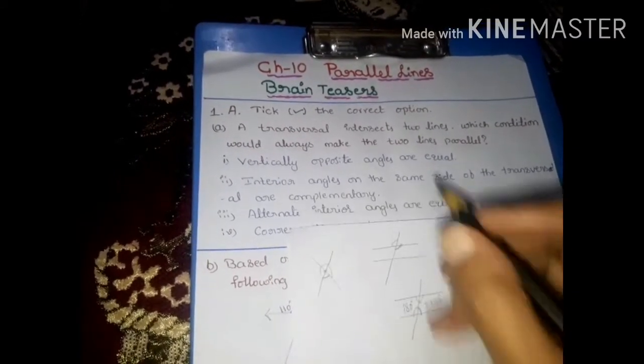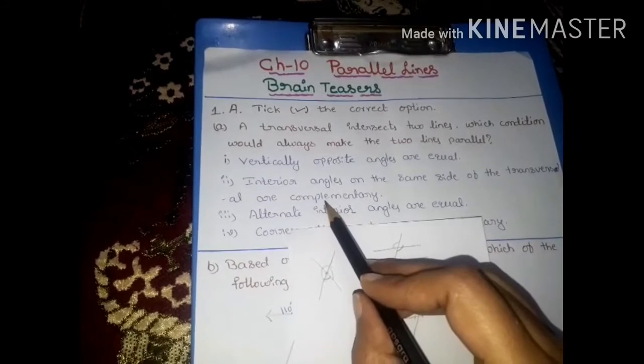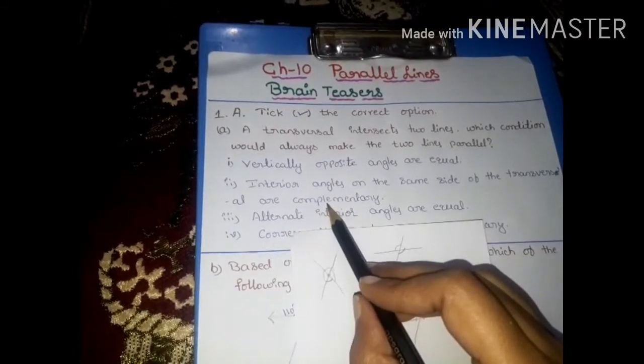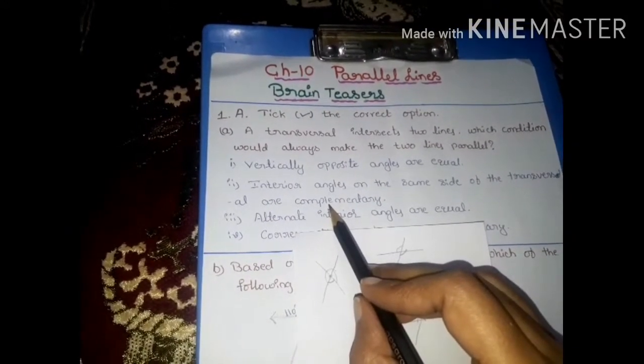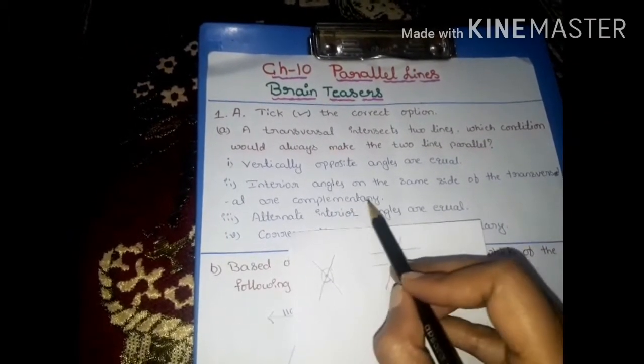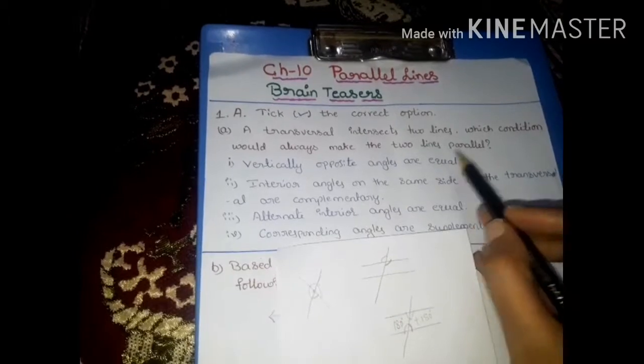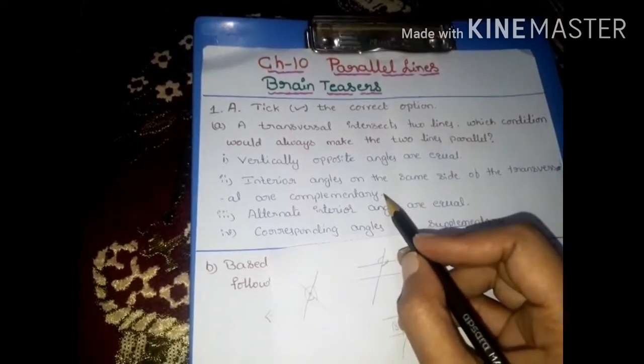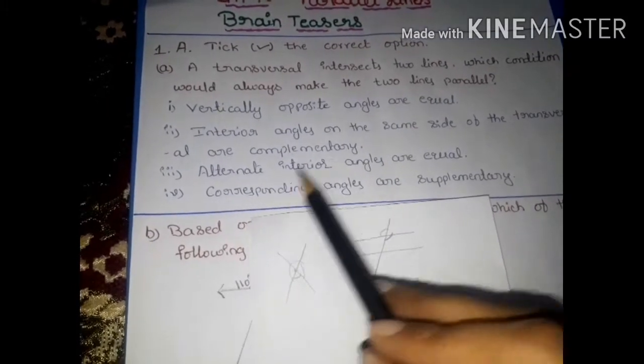But in the option given, these angles are complementary. Complementary is nothing but the sum of interior angles on the same side should be 90 degrees. So this condition will not make two lines parallel. This is also a wrong option. Next, move to the third option: alternate interior angles are equal.